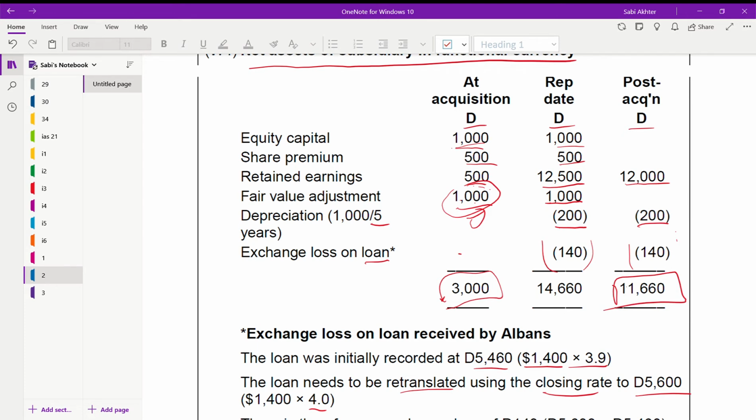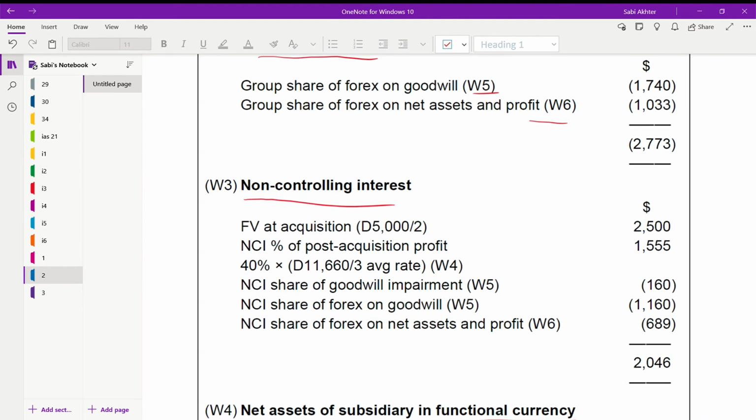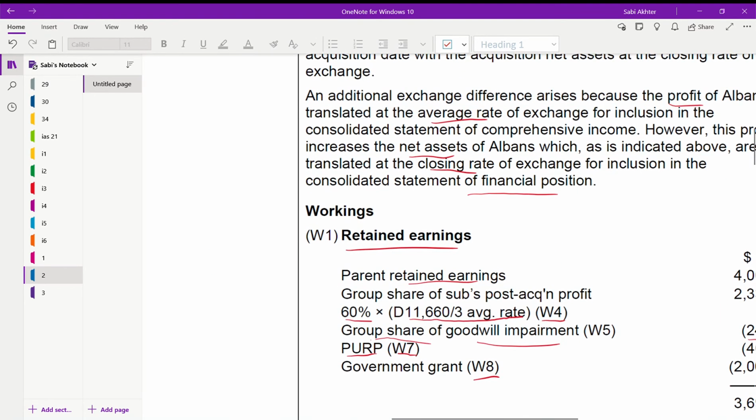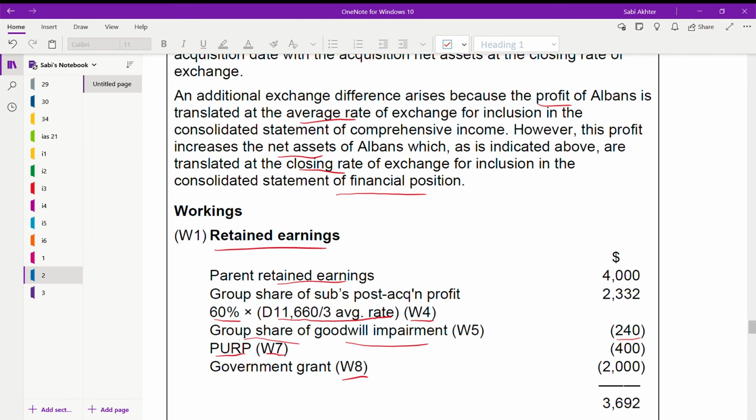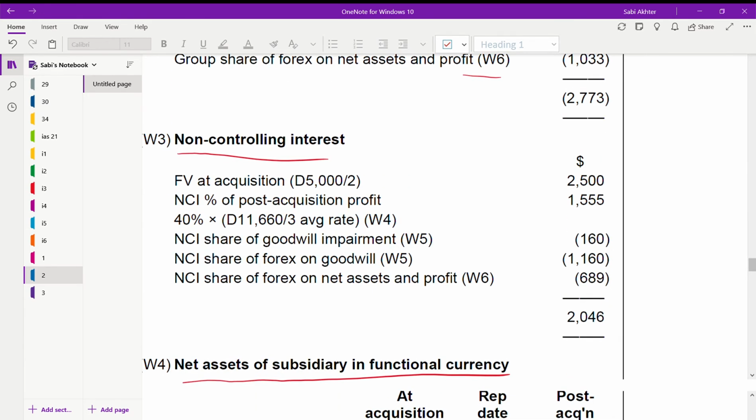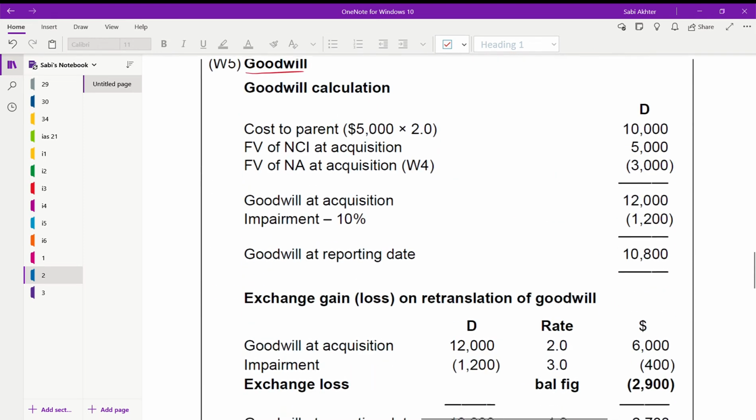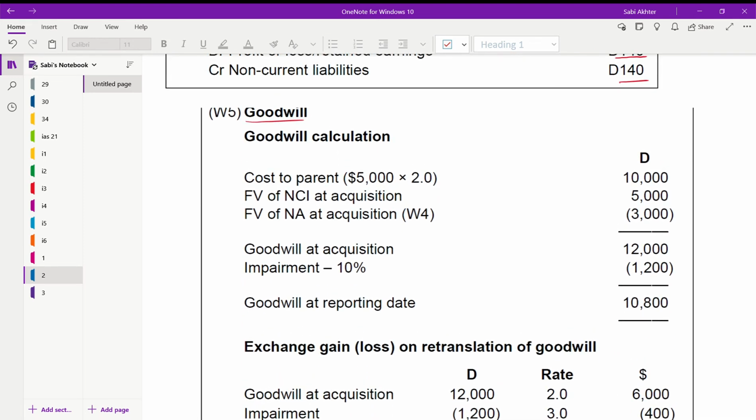Post acquisition 11,660. So when you're writing it here, that 11,660 only comes here, which you have to divide by the 3, the average rate, and take the group share only of the profit. So retained earnings is done, translation, NCI. Now let us go to working 5.